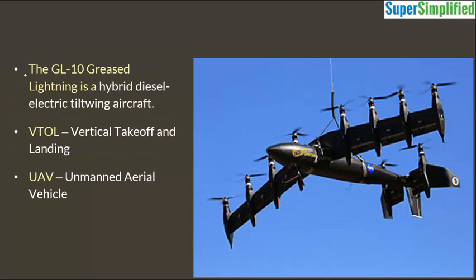This is also again a factual question. So this is how it looks like. GL10, which is Greased Lightning 10, is a hybrid diesel electric tilt wing aircraft. You can see here these tilt wings. So tilt wing aircraft, and it is capable of vertical takeoff and landing like a helicopter. It does not require a runway, and it is an unmanned aerial vehicle, right?